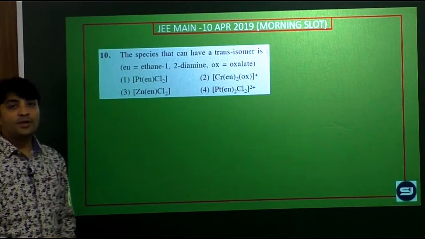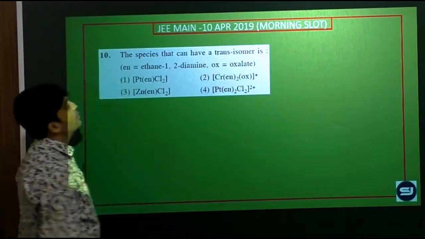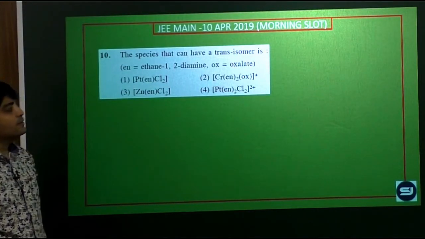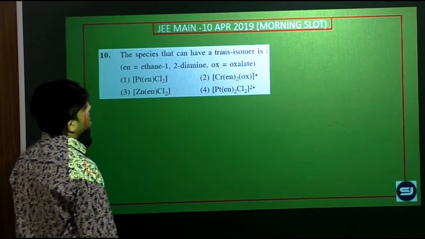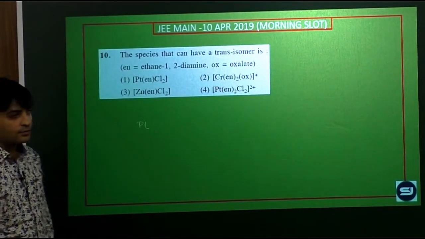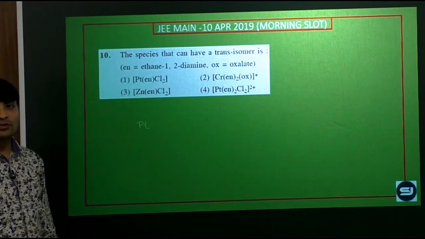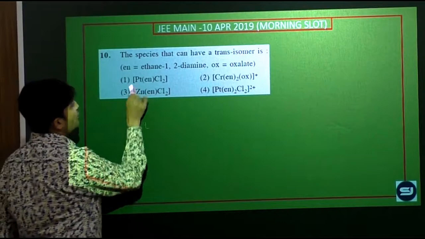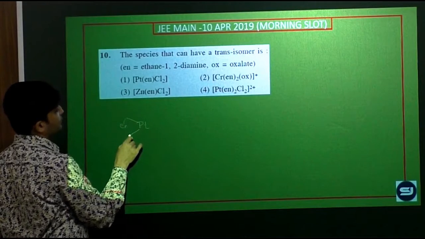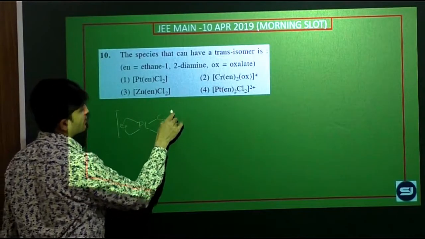Next is a question from coordination compounds. The species that can have a trans isomer is, and en is given as ethane-1,2-diamine and ox is oxalate. Now, Pt(en)Cl2. Pt, or all the heavy metals which belong to the 5d series or 6d series, have the tendency to form square planar complexes. So Pt would be square planar in which the ethylenediamine would be linked like this, and we will have 2 Cl bonded like this. This would be the complex.